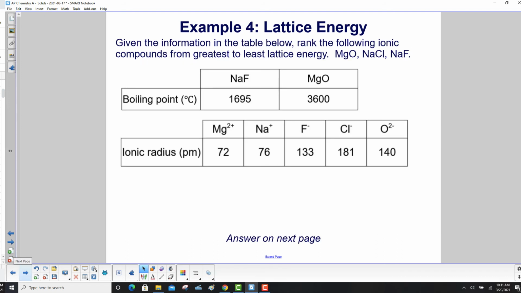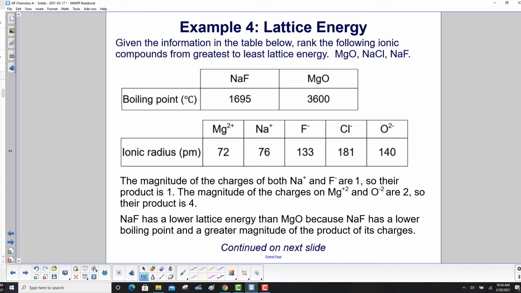Given the information in the table below, rank the following ionic compounds from greatest to least lattice energy: magnesium oxide, sodium chloride, and sodium fluoride. The magnitude of the charges on both the sodium ion and the chlorine ion are 1, so their product is 1. The magnitude of the charges on the magnesium ion and the oxygen ion are 2, so their product is 4. So let's just write a 2 here, and we'll write a 4 here.